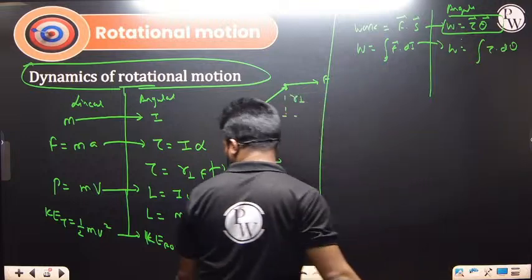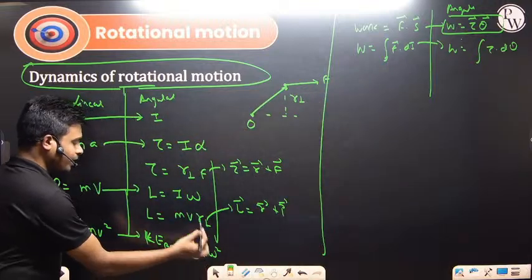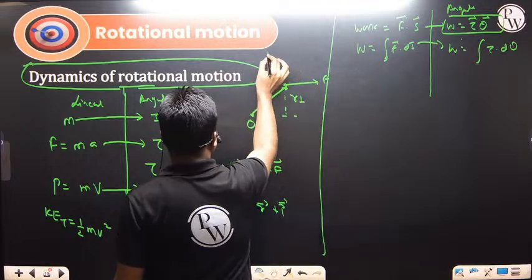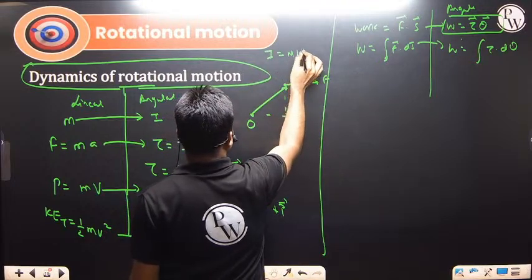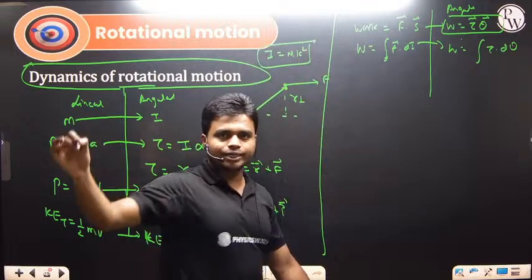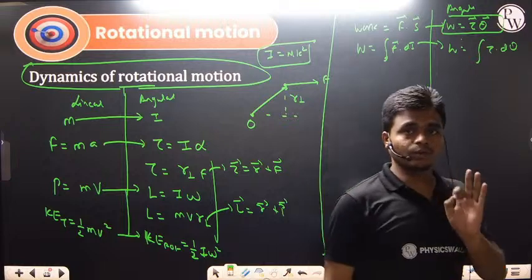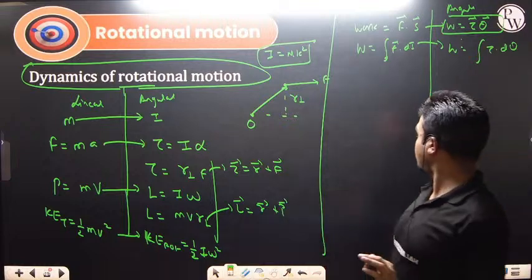Rotational kinetic energy we got, that is half I omega square. What is I? Moment of inertia. So moment of inertia for any body we define as I is given by m k square. What is k here? k is the radius of gyration. Moment of inertia will be different in terms of r, but in terms of k it is always m k square, where k is the radius of gyration.